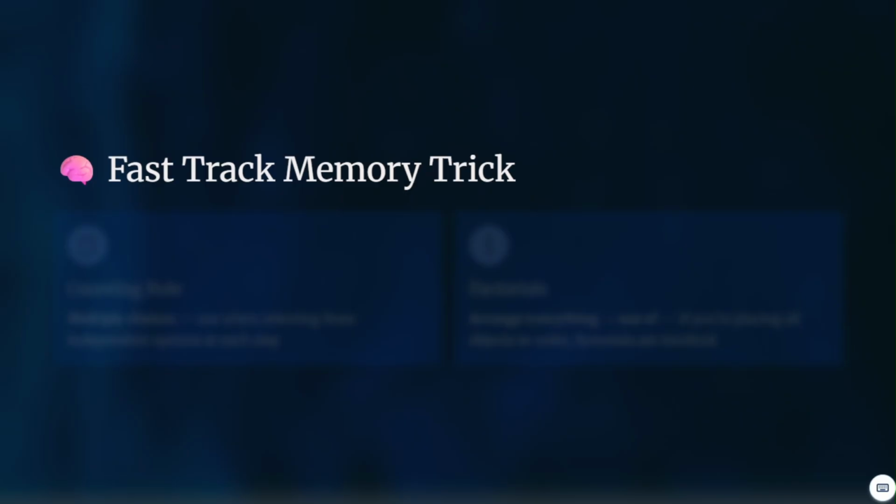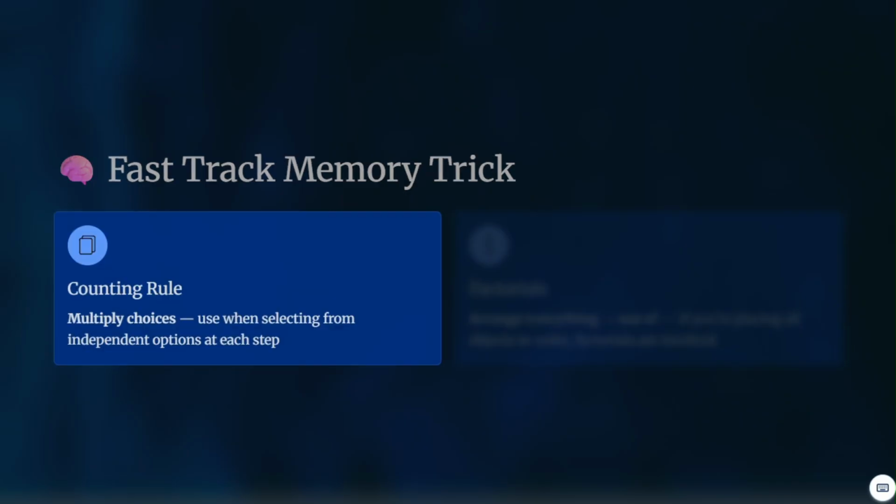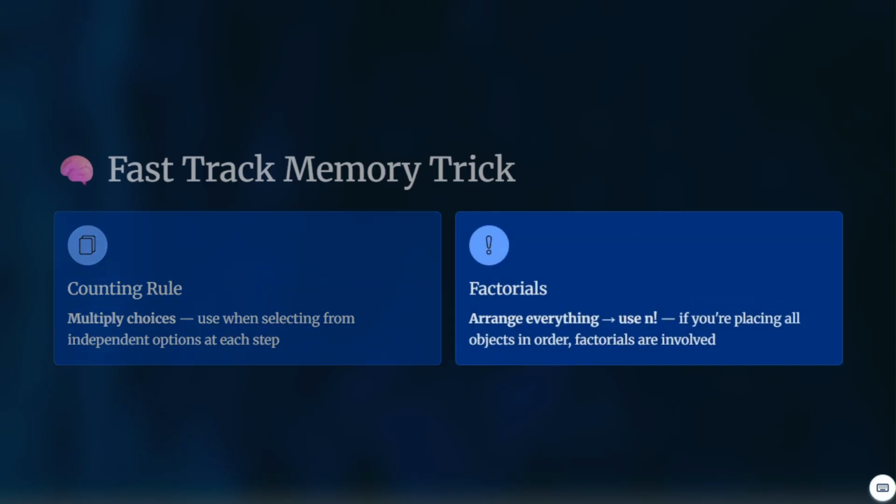So here's your fast track memory trick. The multiplication counting rule: you multiply the number of choices at each step to find the total outcomes. And for factorials, if you're placing all objects in order, you'll use n factorial.